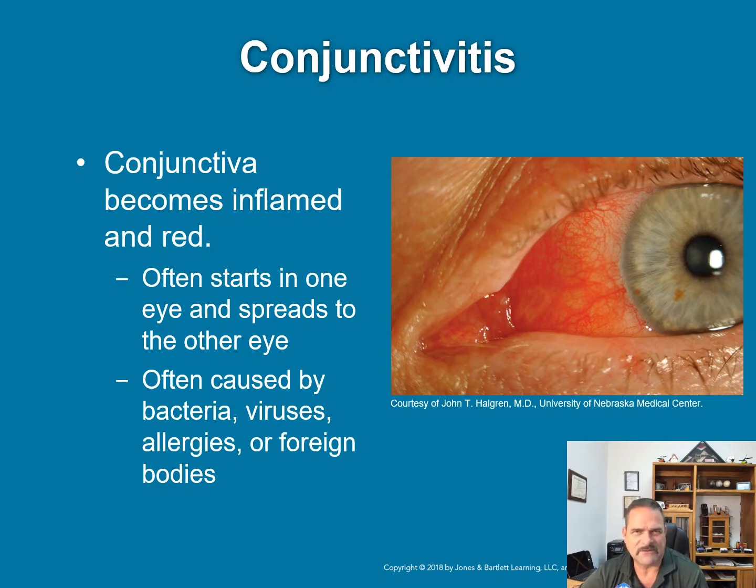Viral conjunctivitis is often associated with an upper respiratory virus. Bacterial conjunctivitis is caused by a bacterial infection. Viral and bacterial forms are highly contagious. Allergic conjunctivitis is caused by a trigger or irritating allergen such as pollen. Chlorine in swimming pools and air pollution are potential causes of chemical conjunctivitis.